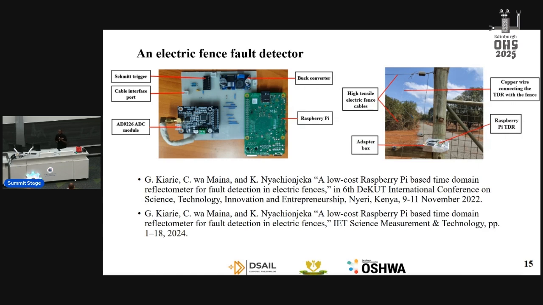So the next is an electric fence fault detector. Protected areas for wildlife mainly have electric fences, and they are usually exceptionally long. Once they get faulty, the rangers have to walk along the fence to locate the fault. So what we've done is develop a low-cost Raspberry Pi-based, time domain reflectometry-based electric fence fault detector. This system is placed at the beginning of the fence, and it's able to probe the fence, detect a fault, tell the location of the fault, and even the type of the fault.